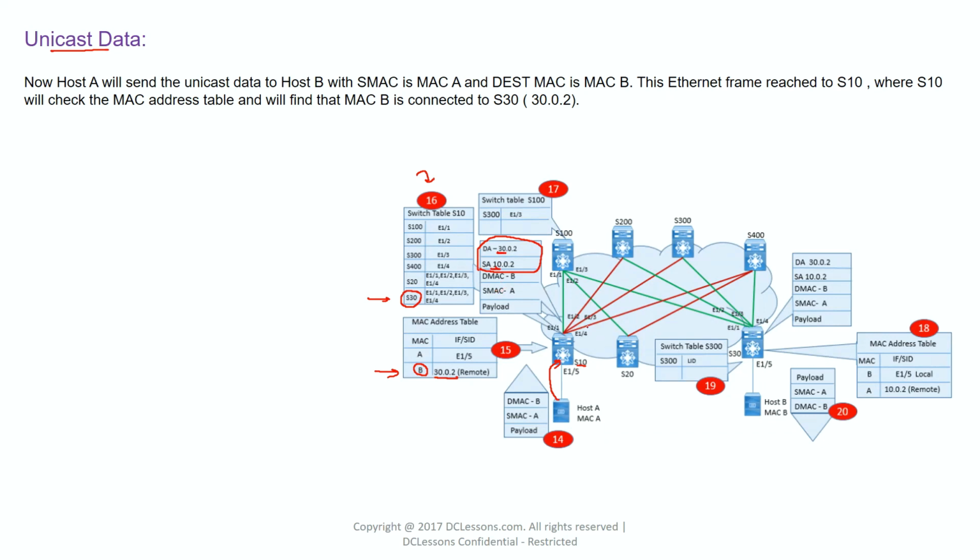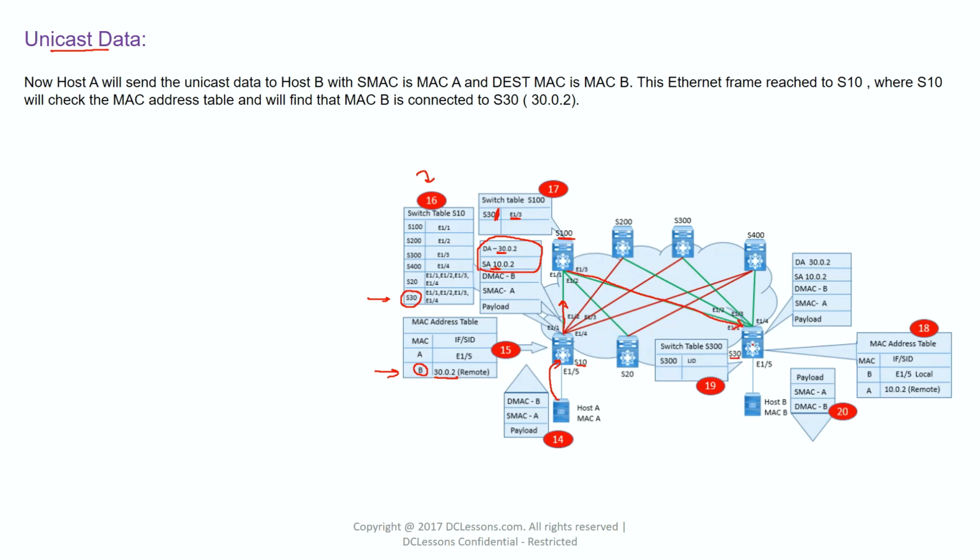Now I have four equal-cost paths available, so hashing will be done. After hashing, let's suppose ETH 1/1 is chosen. So switch 10 will send the traffic to switch 100. Switch 100 will see where my switch 30 is connected. It will see that it is connected to 1/3. So there is a mistake in the diagram. Now the packet is forwarded to switch 30.